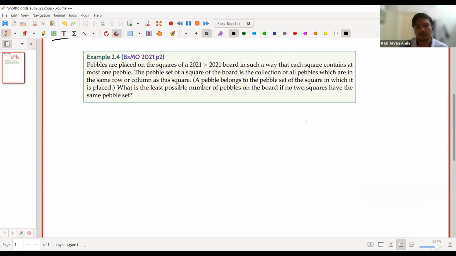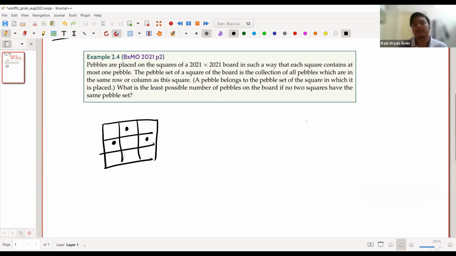So this problem basically says suppose you have a grid and you have some cells marked. I'll just make a 3x3. You have some cells marked, right? And for every cell, you define the pebble set. You consider the tokens as pebbles. You define the pebble set of that cell to be the set of pebbles in the same row and the same column as it. So the problem is to find the least number of pebbles you can have so that every two cells of the board have a different pebble set.